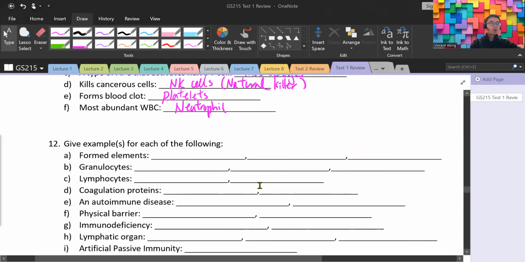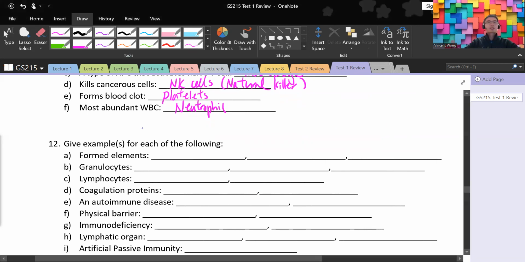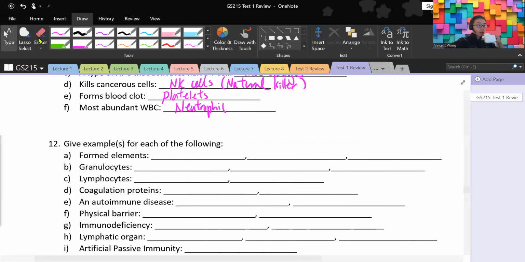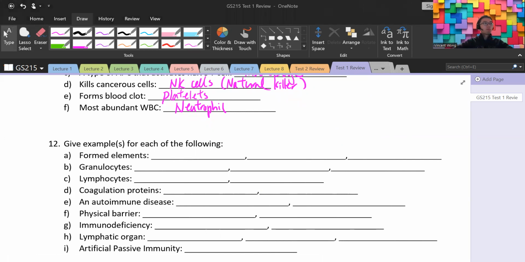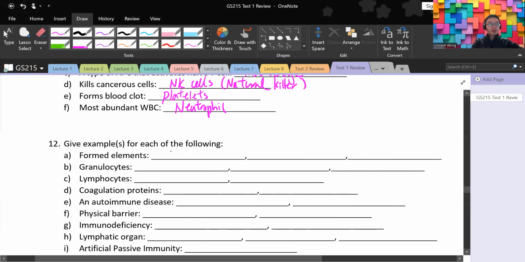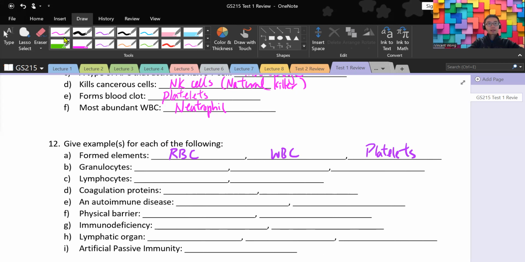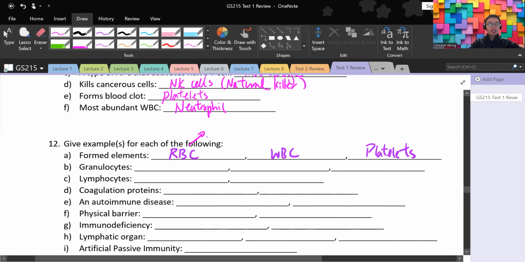Give examples of each of the following. Formed elements. What are some examples of formed elements? Anybody? Formed elements. What are they? Okay, so that would be the RBC, WBC, and platelets. Of course, RBC is the same as erythrocyte. Someone mentioned that before. WBC is leukocyte. And platelet is thrombocyte.